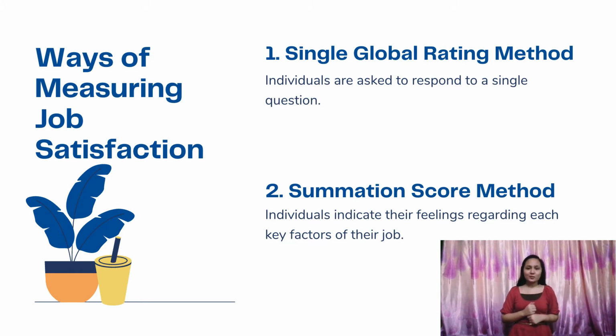The second way to measure job satisfaction is by using summation score method. Yes, just like in the question, it is an approach where individuals indicate their feelings regarding each key factors of their job. The factors would normally consist of the work, supervision, current salary, promotion opportunities, and relations with coworkers. A standard scale is used to rate the factors, and then the overall job satisfaction score is derived.